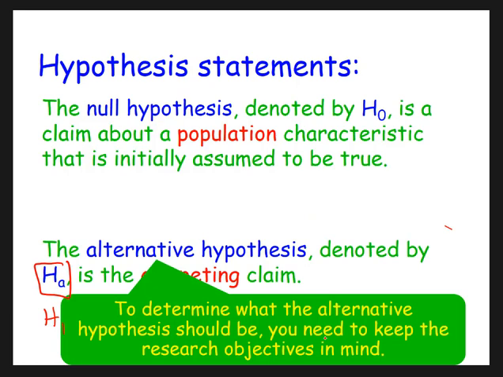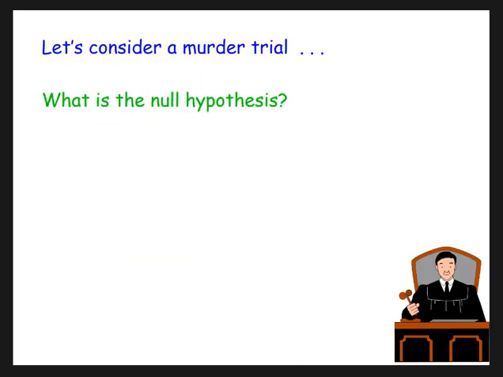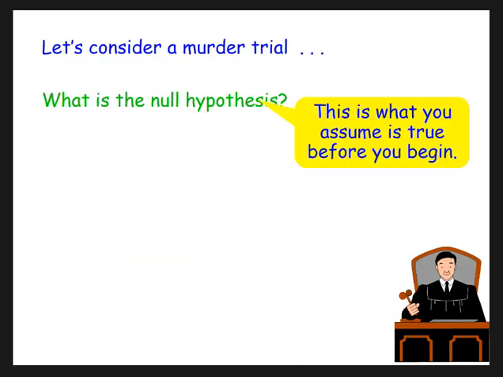So to determine what the null hypothesis should be, we have to look at the objectives of the problem that we're working on. The hypothesis statements are always about the population, never about the sample. So we're always talking about what the population is. Even though we're using sample information, hypotheses are about the population. So the null hypothesis, like we said, is what's assumed to be true before we start.